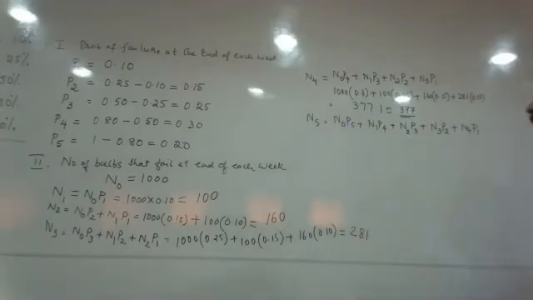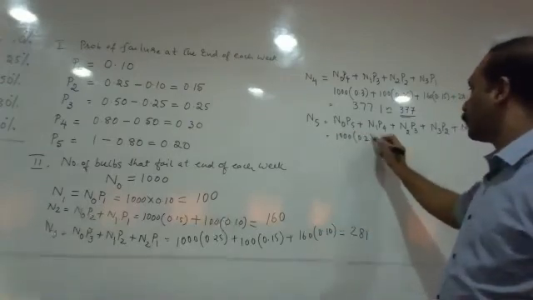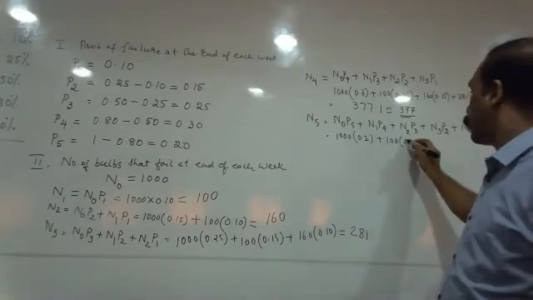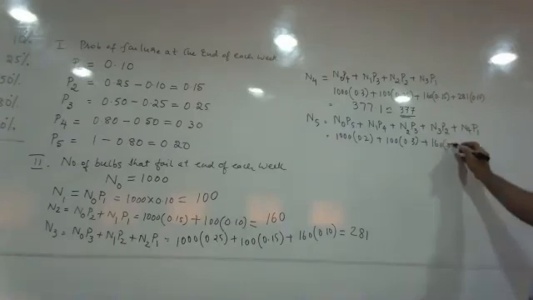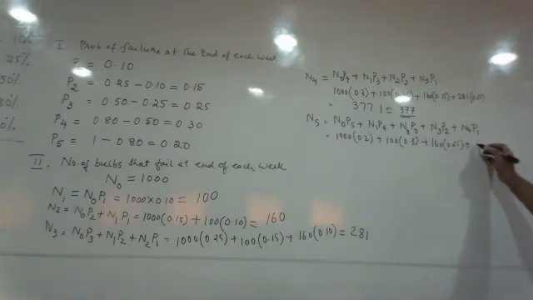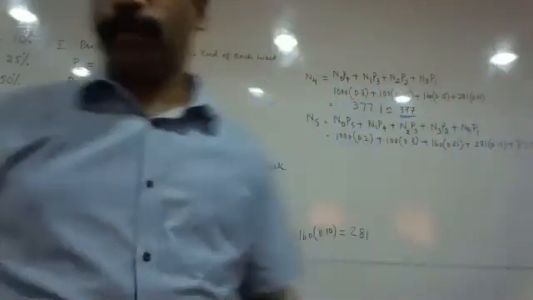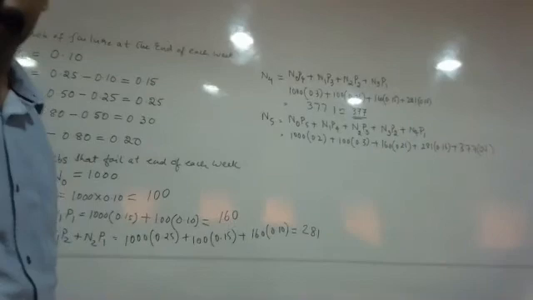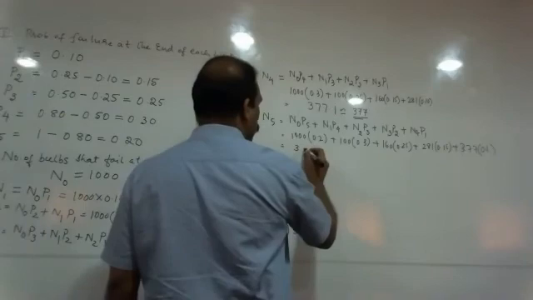Now can you please substitute the value and tell me the value? So 1000 into 0.2, plus 100 into 0.3, plus 160 into 0.25, plus 281 into 0.15, plus 377 into 0.1. So please simplify and tell me the value now. How much do we get? So 349.85. We can round that off to 350. Yes, students are ready. Please come again.